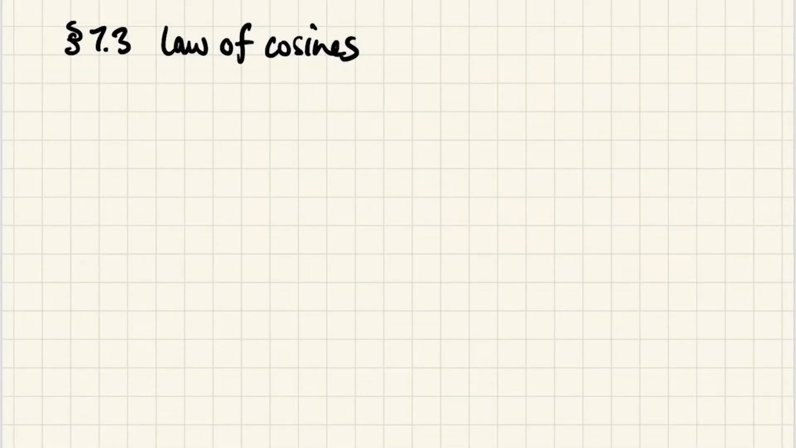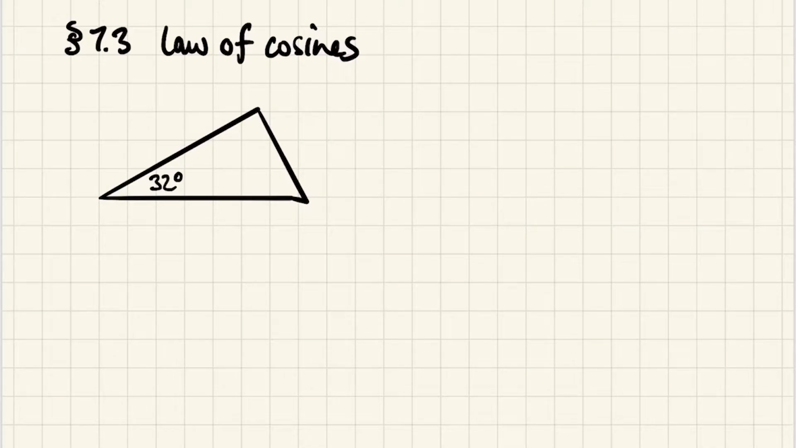All right, as wonderful as the law of sines is, it's not quite enough to solve every single triangle situation that we might encounter. For example, if we have, say, a triangle and we're given an angle, let's call this 32 degrees, and a length of 8 and a length of 13.